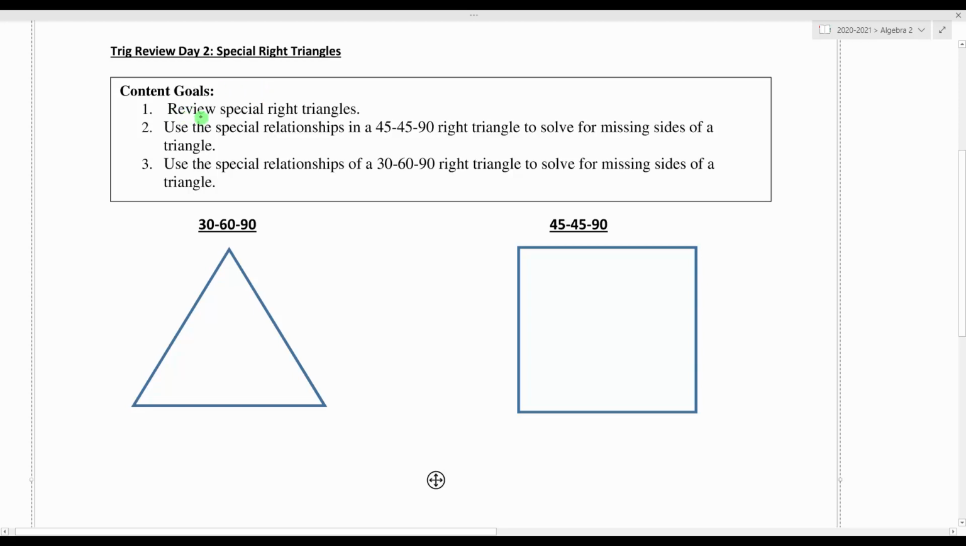All right, so our goals for today: we want to review special right triangles. We want to use the special relationships in a 45, 45, 90 right triangle to solve for missing sides. And we also want to use the special relationships in a 30, 60, 90 right triangle to solve for missing sides.